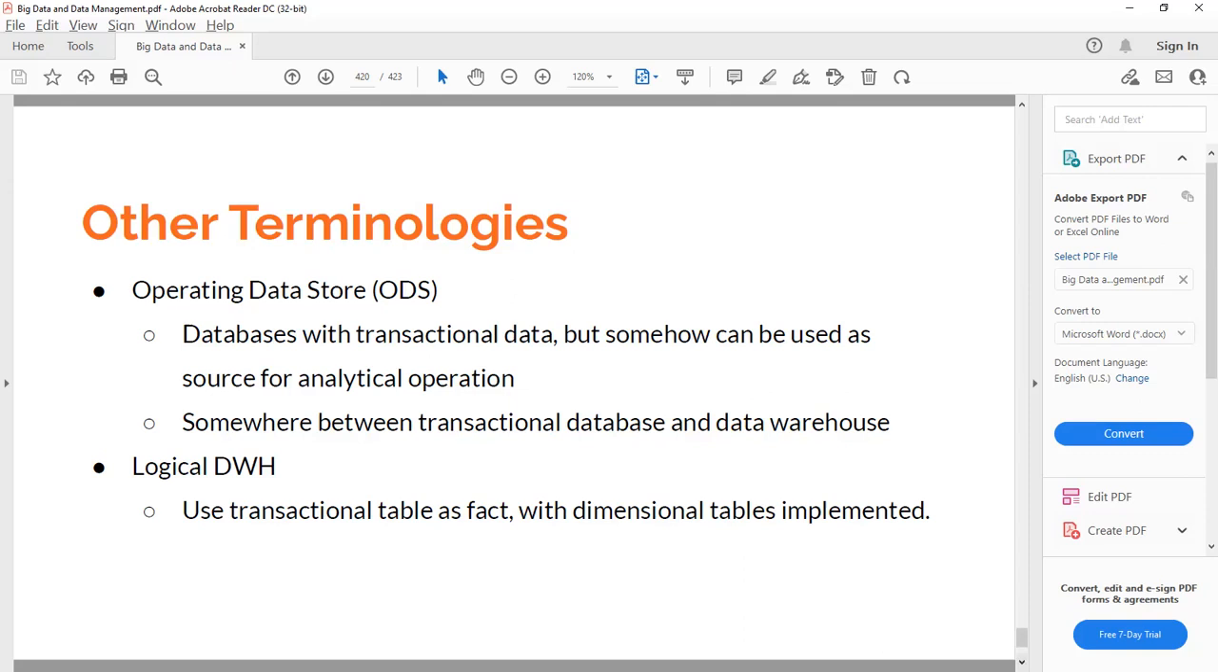And now, for you as a data analyst or data scientist, the data warehouse or operating data store will be the number one database you will be accessing. You most likely will be running SQL against this data warehouse and operating data store and some kind of data mart.